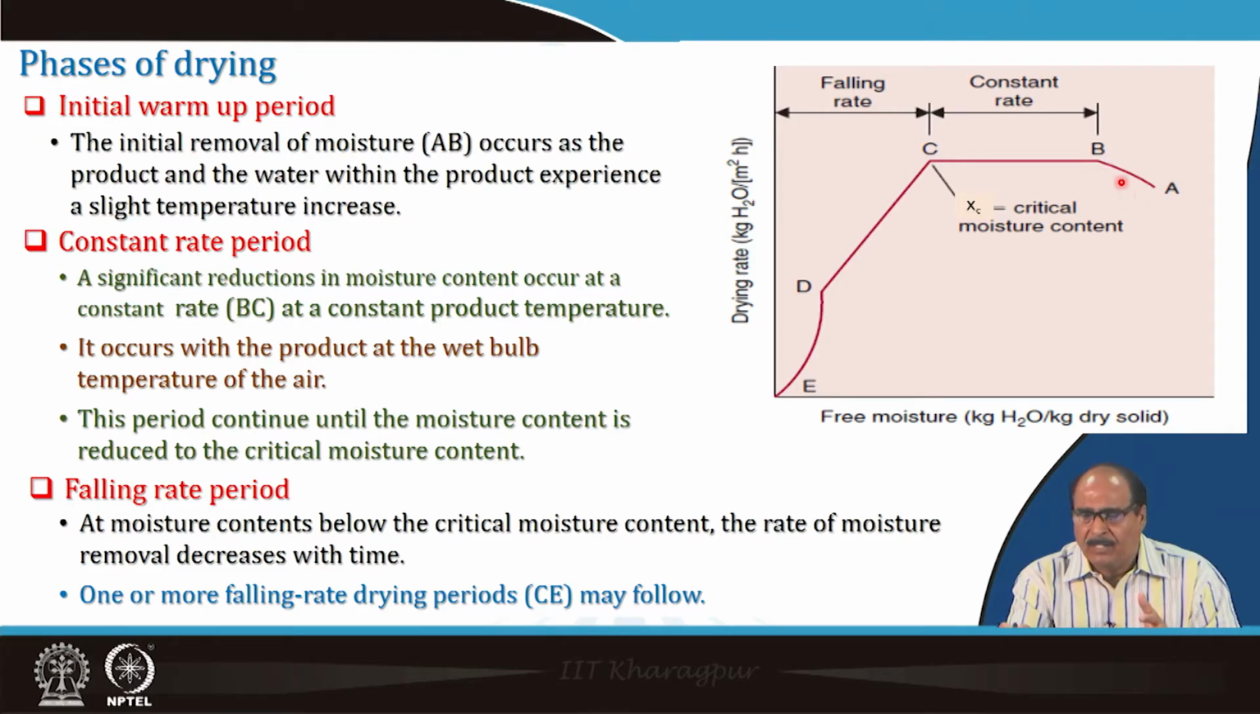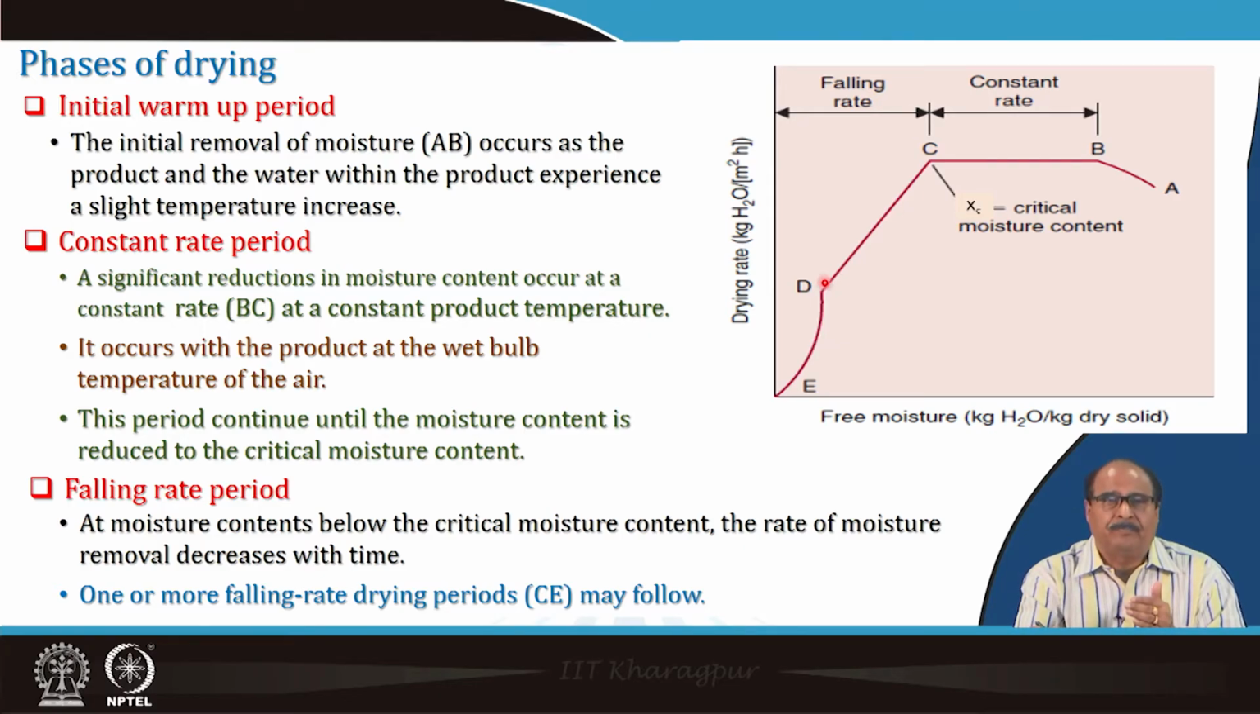Then it is followed by the constant rate period. A significant reduction in moisture content occurs here during the constant rate period at a particular product temperature. Your temperature remains almost constant until the moisture content is lowered to XC, that is the critical moisture content, and after that comes the falling rate period. The falling rate means that as moisture content goes below the critical moisture content, the rate of moisture removal with time decreases.